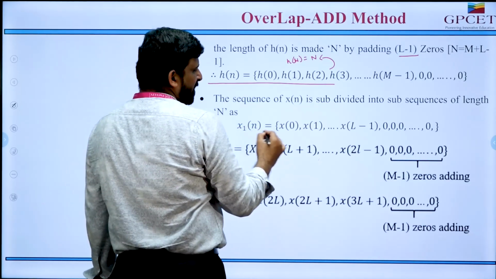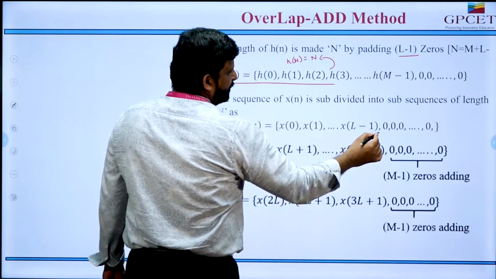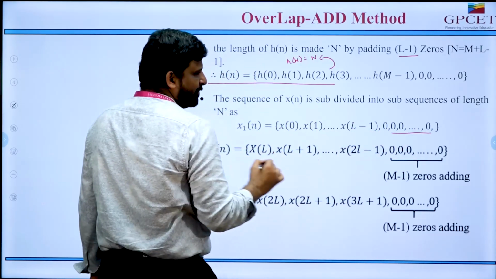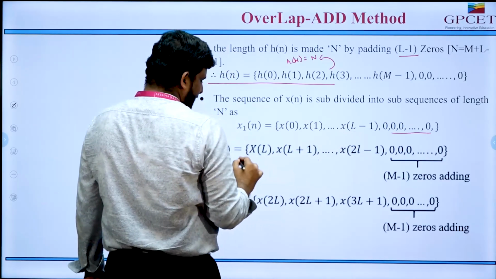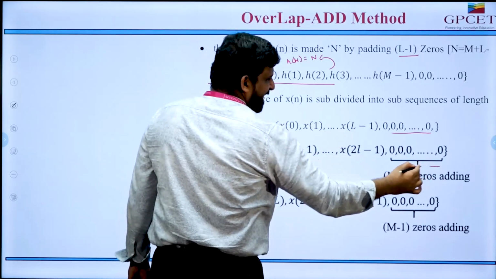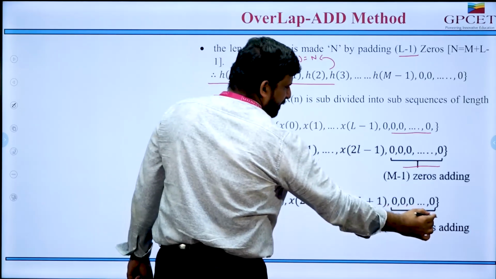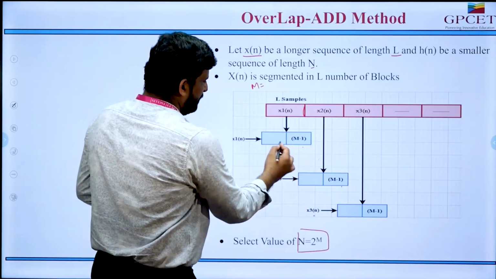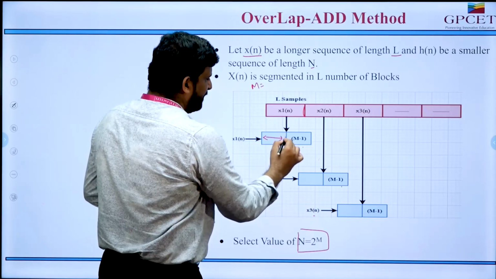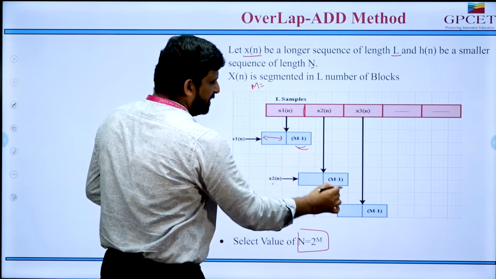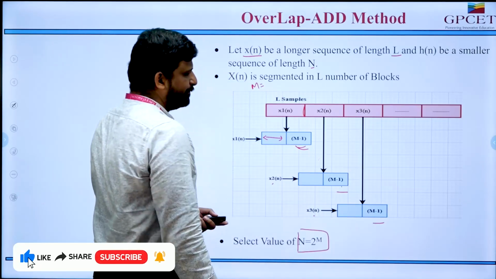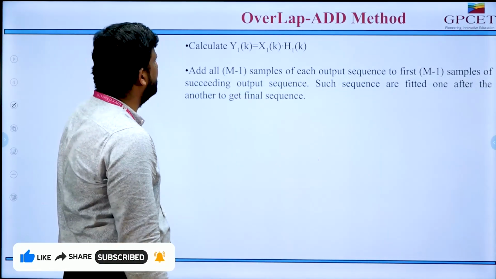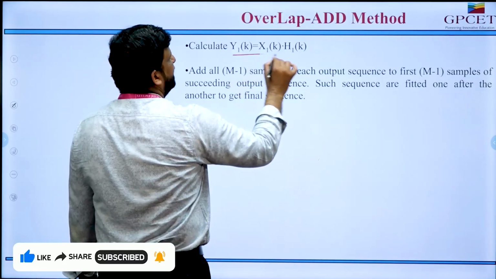But if you see here, x1 of n, how many zeros should be added here? m-1 zeros will be added here for all these. For the second sequence, m-1 zeros are added at the last, and for the third sequence m-1 zeros are added at the last. Just if you see here, after where we have divided, m-1 zeros are added at the end of all the sequences. So that's what we have done here. Fine. And finally, after getting all the sequences, we need to calculate with the help of linear convolution y1 of k is equal to x1 of k convolved with h of k.